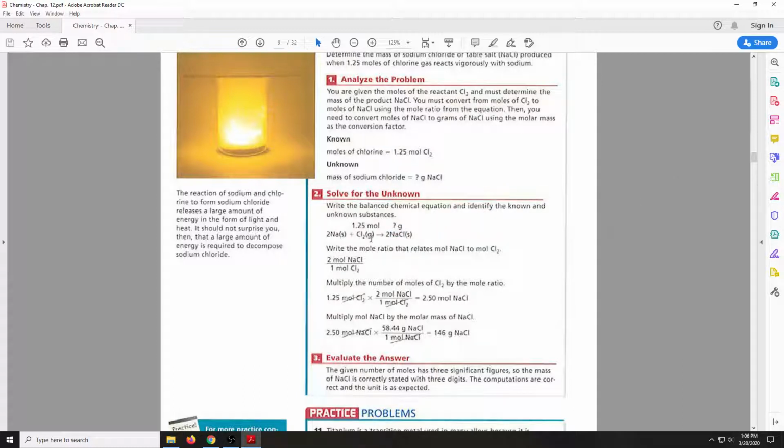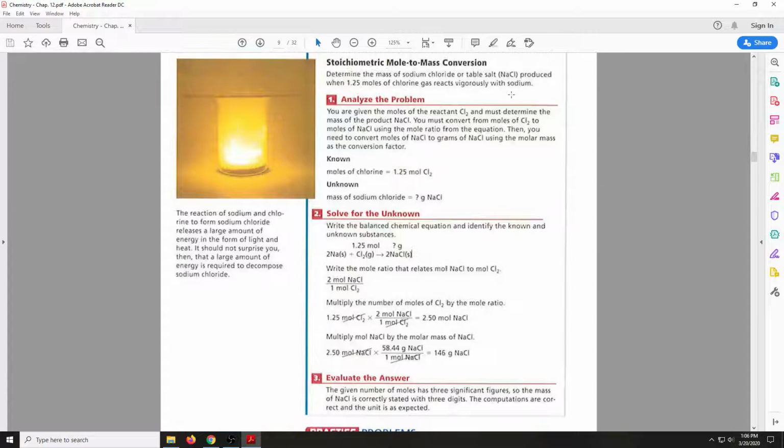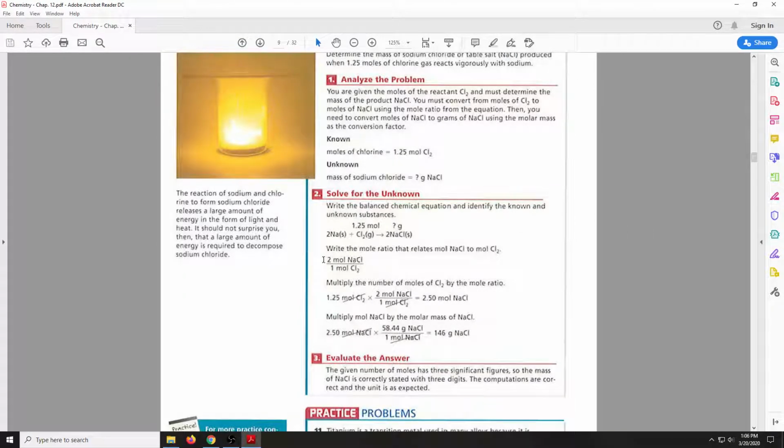So next we need to balance it. Well, if there's two Cl's here, we need to make this a 2 because there needs to be 2 of those. But that means there's 2 of these now, so we have to put a 2 in front to make 2 sodiums. So now it's all balanced. Well, what are we comparing again? We're comparing chlorine to sodium chloride. So let's find the mole ratio. 2 moles of sodium chloride for every 1 mole of chlorine.